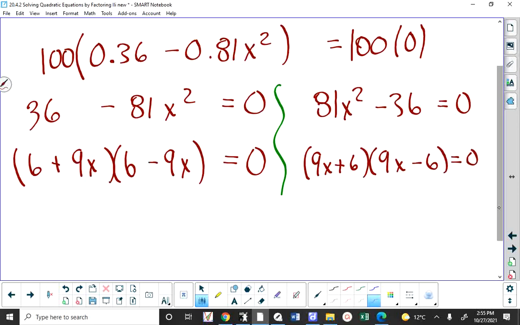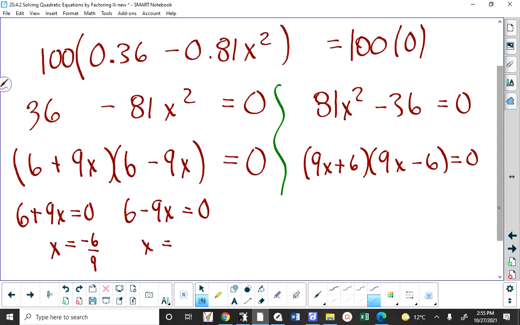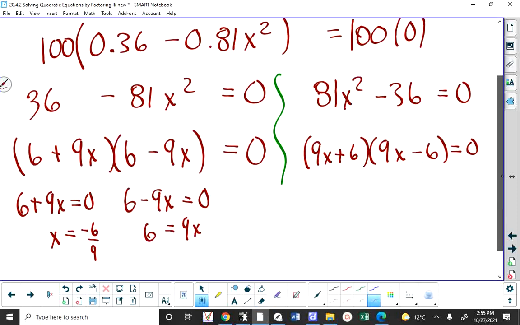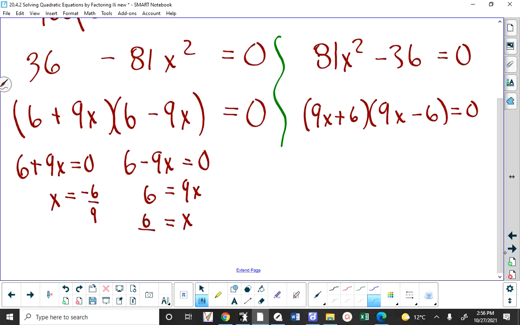But we can solve either of these. If you go 6 plus 9x equals 0 and solve it, and 6 minus 9x equals 0 and solve it, you're going to get the same answers that you would get if you set these two equal to 0. You're going to get for one of them x equals negative 6 over 9, and x equals, see, I'd move the 9x over here, 6 equals 9x, then get x equals positive 6 over 9. By the way, 6 over 9 reduces to 2/3.